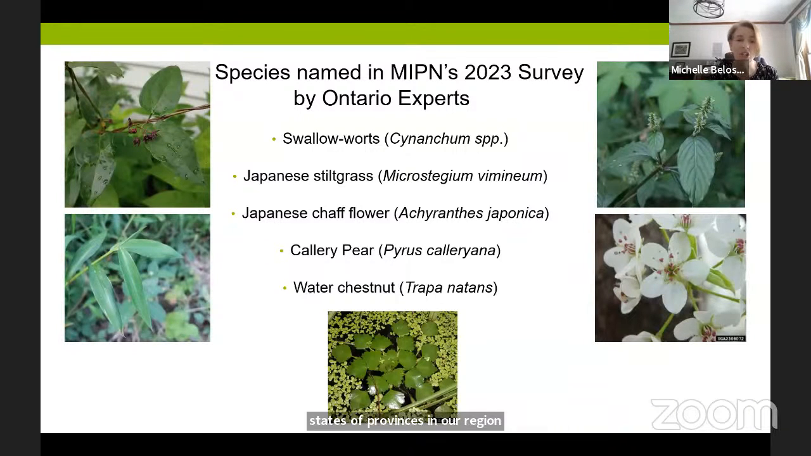And then I also added water chestnut, which wasn't one of our top 12 that was reported, but I know that it is a plant of concern for Ontario. And again, just want to reiterate, we'll have that webinar next month on March 19th.